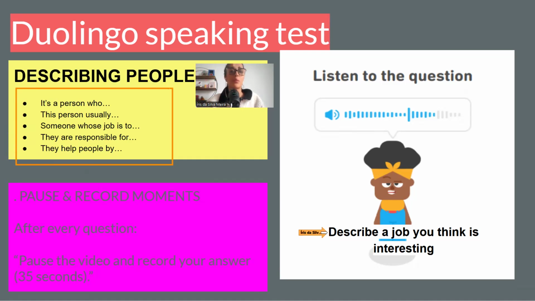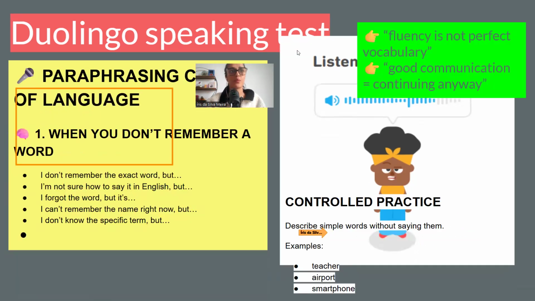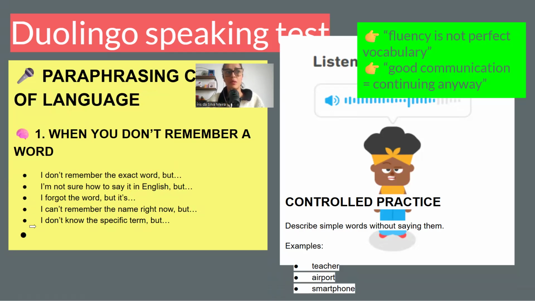Or if you don't remember the word, you can use the previous chunks of language. Do you remember? I don't remember the exact word, in case you don't remember, yes? I'm not sure how to say this in English, but I forgot the word, but it is... I can't remember the name right now. I don't know the specific term, in case you don't remember the word.